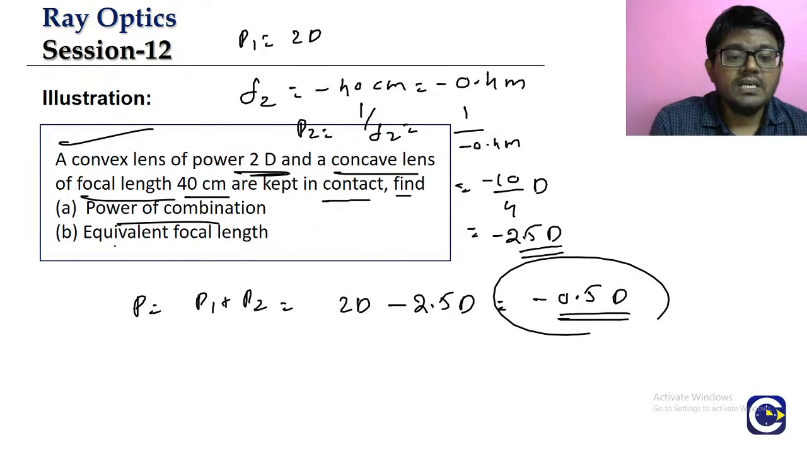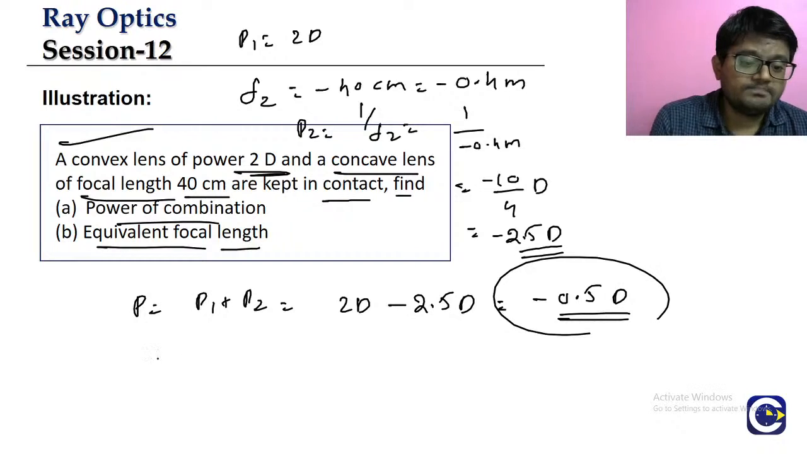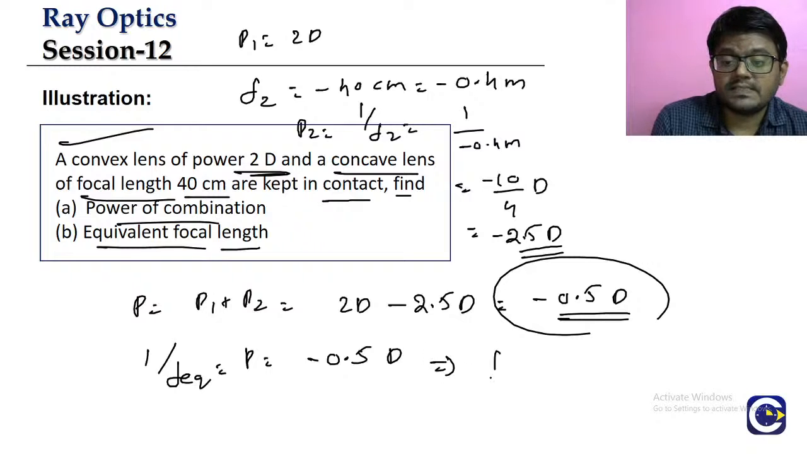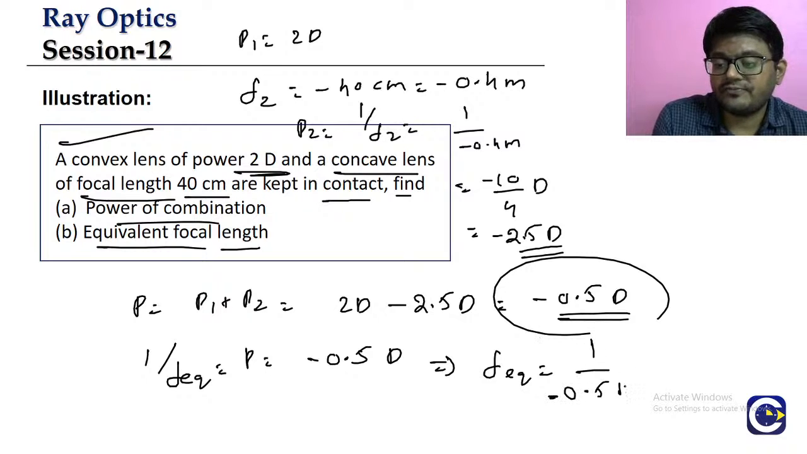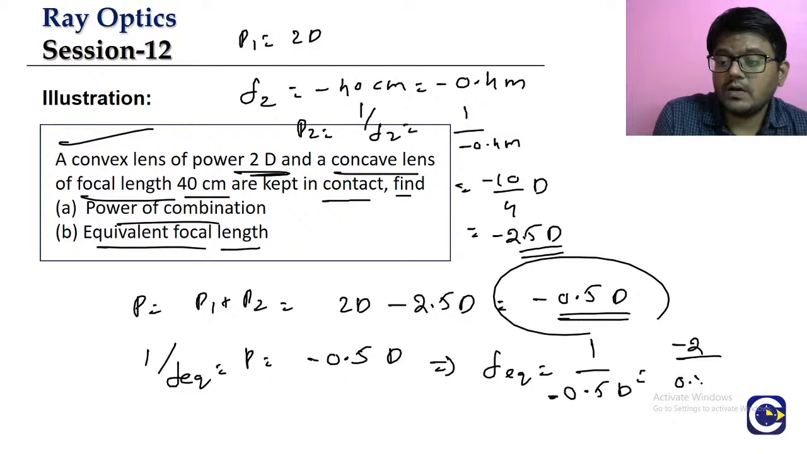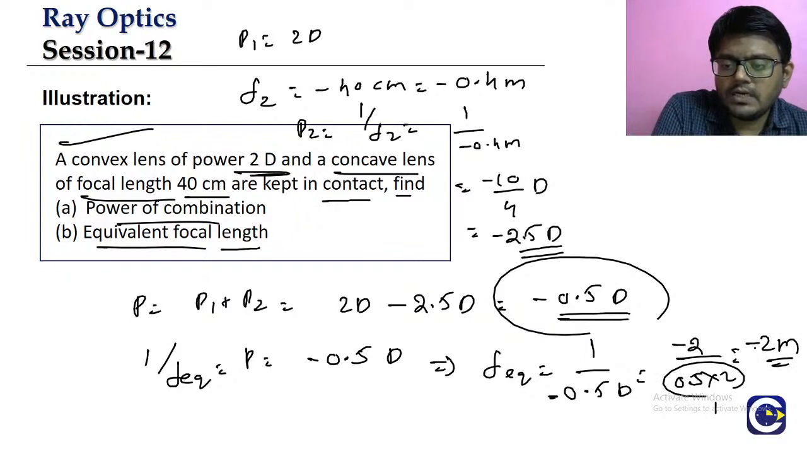Okay. They're also asking what is the equivalent focal length. So 1 by F equivalent is the power of the combination, right? That is minus 0.5 diopter. From here, what will be F equivalent? Take the reciprocal, right? 1 by minus 0.5. If you multiply numerator and denominator by 2, we get minus 2 by 0.5 into 2. What is 0.5 times 2? It means 1. So minus 2.